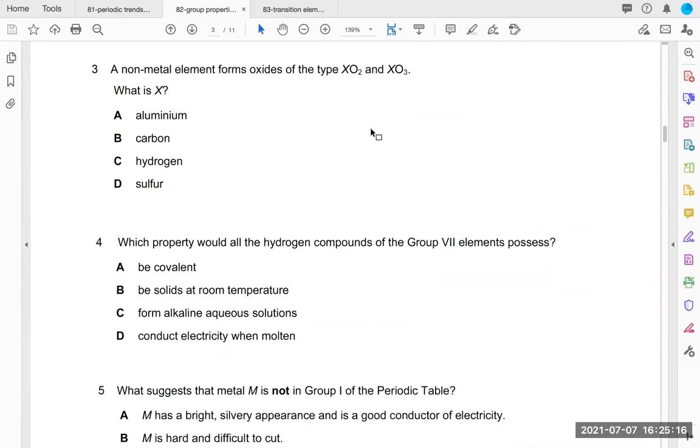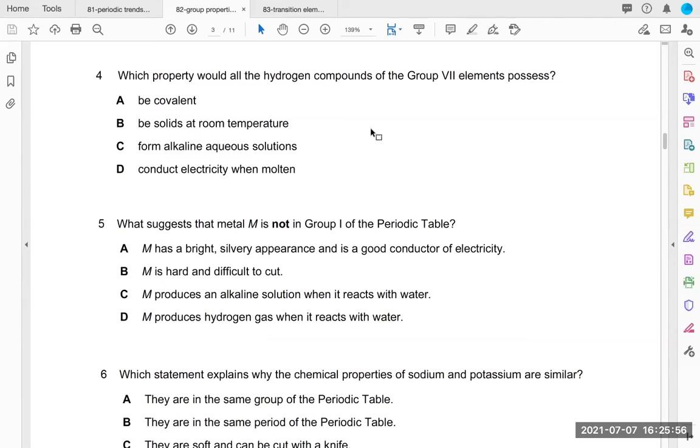A non-metal element forms oxides of type XO2 and XO3. It is a non-metal, which means we have to pick from the non-metals. It cannot be transition metal. If it were a metal it would be a transition metal, because of 2 different charges. But this is non-metal, so A is a metal, can't be. D is carbon. Carbon forms carbon monoxide and carbon dioxide. CO and CO2. C is hydrogen. It forms H2O and H2O2. So this is not right. And sulfur forms SO2 and SO3, which are both acidic gases. So yeah, this is it.